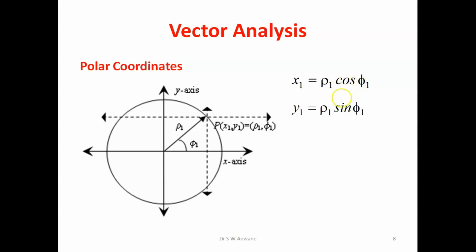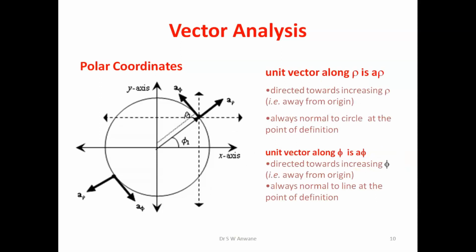So if you know ρ1 and phi1, you can work out x1 and y1, and vice versa should also be true. If you know x1 and y1, then ρ1 will be the square root of x1 square plus y1 square. You can pick up a piece of paper and just work this out. You must have done it in your earlier class. And if you take the ratio of the second and first, then phi1 will be tan inverse of y1 upon x1.